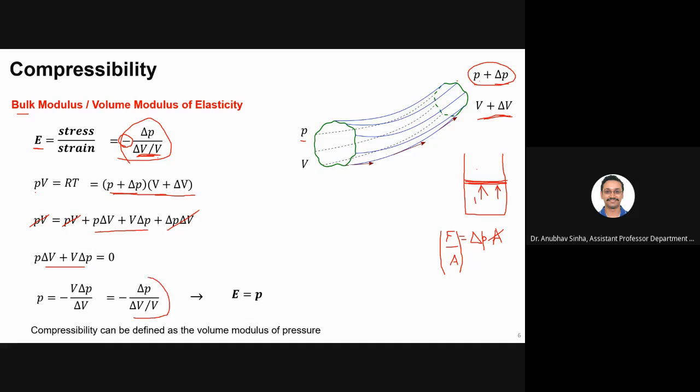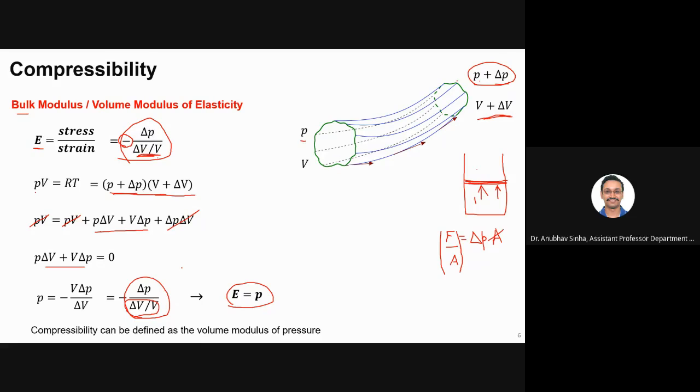If you look at these two expressions, these are the same. So I can say that pressure can also be used in place of E, or compressibility can also be defined as volume modulus of pressure. So this is what is called volume modulus. Volume modulus of pressure is also defined as compressibility.